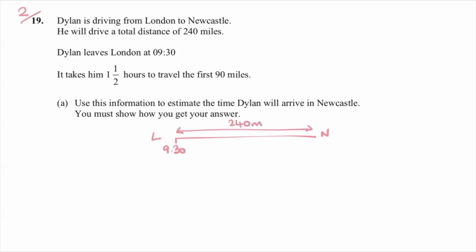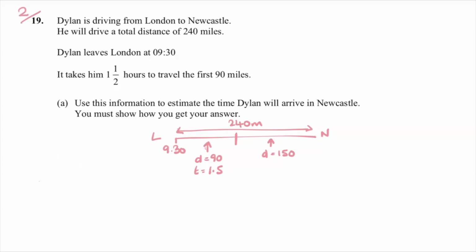And it takes an hour and a half to do the first 90. So I'm going to say that in this section of my journey, the distance is 90 and the time is 1.5. I've changed that 1.5 into decimals. I also know the distance here. 240 take away 90 is 150. So I can add that into my diagram as well, because I do know that. Now we've got to use this information to estimate the time Dylan will arrive in Newcastle.